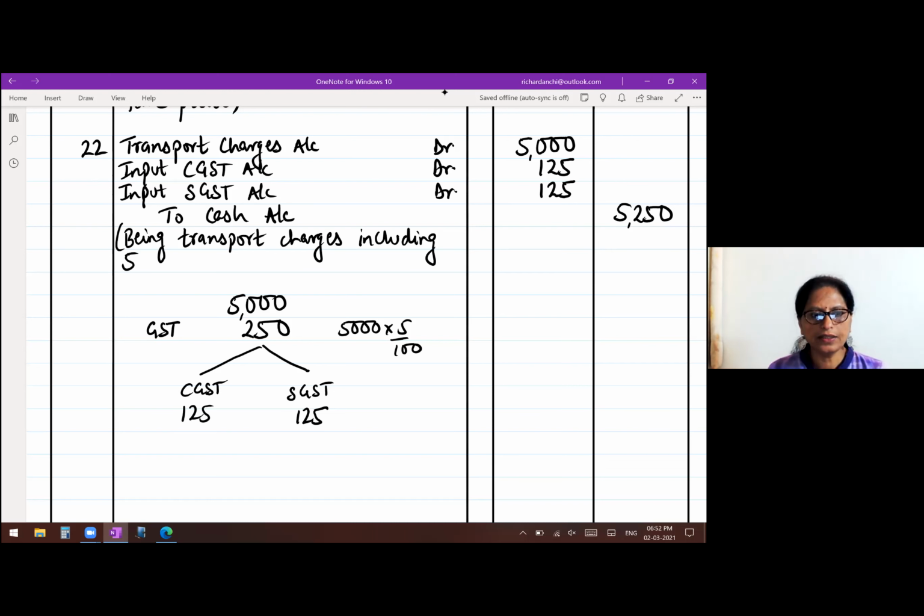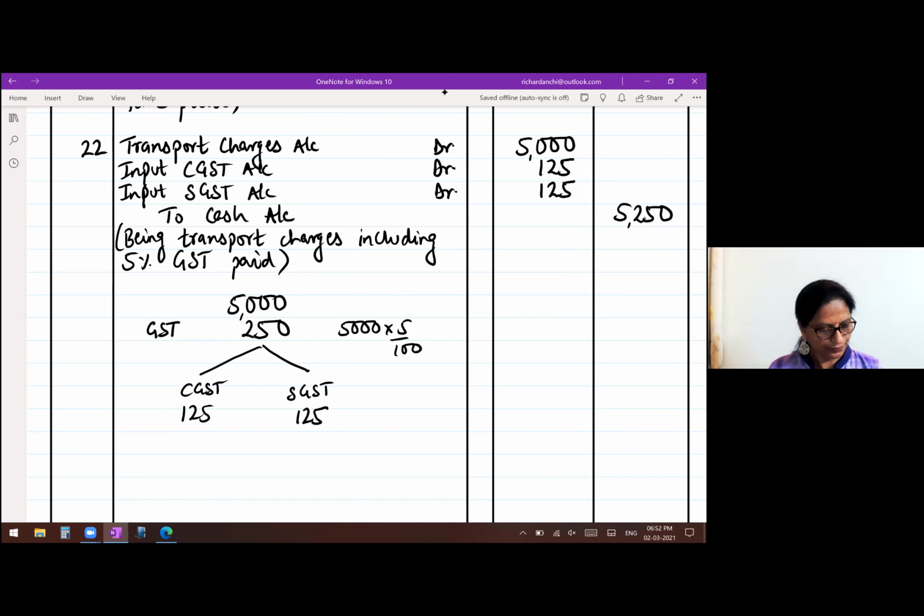Only remember that you have to always split the GST amount into central and state. It's always half. So just divide that.